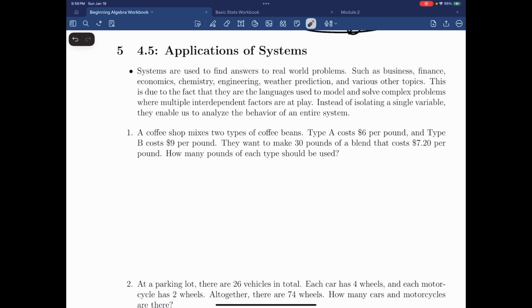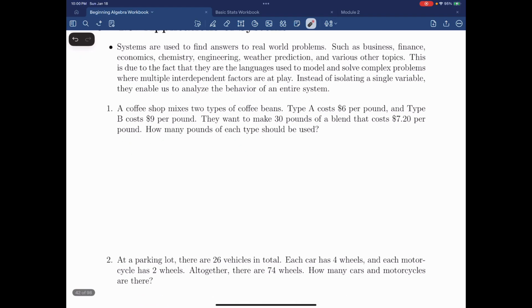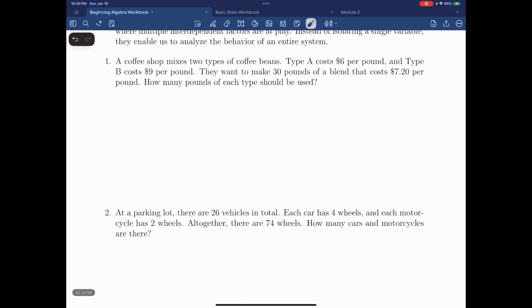So instead of isolating a single variable like we did in Unit 2, they enable us to analyze the behavior of an entire system. So when multiple things are at play and related to each other. So with that being said, let's just dive right into some examples.